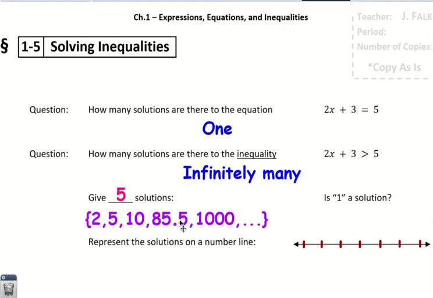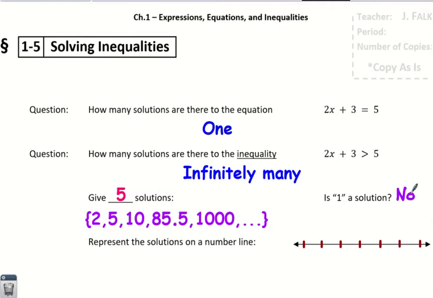And if we represented the solutions on a number line, how would we do that? Look at this right here. Is 1 a solution? If we plugged in 1 for x, is 2 times 1 plus 3 greater than 5? We're going to end up with an inequality that says 5 is greater than 5. That's not true, so that's a no.